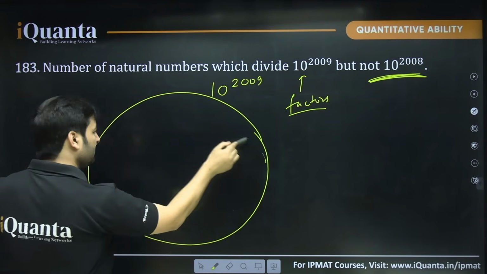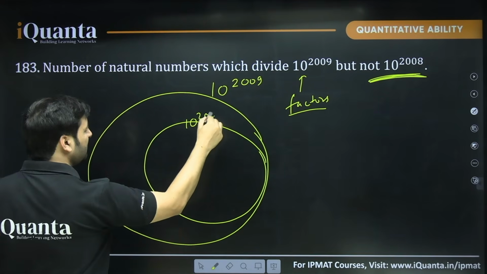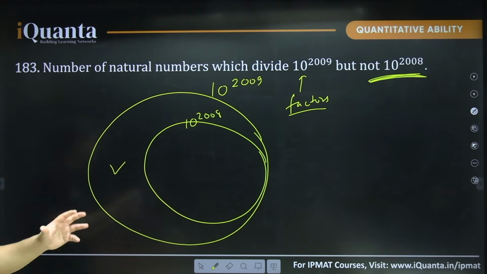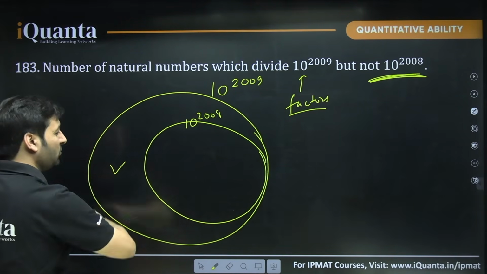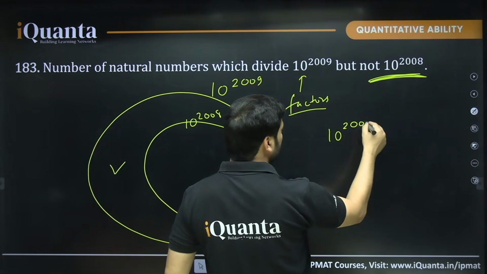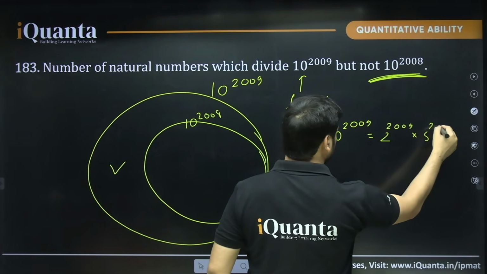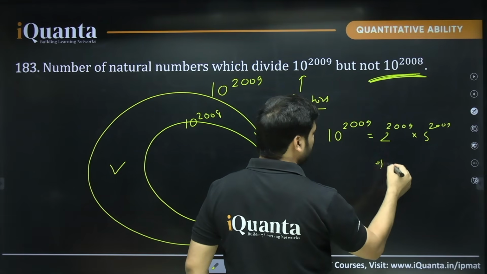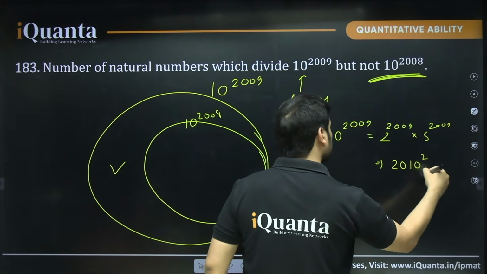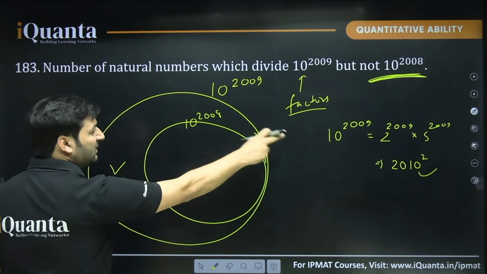There will be some numbers which divide only 10^2008. We are interested in this area. How do you calculate this? You have to calculate the total number of factors of 10^2009. 10^2009 means 2^2009 into 5^2009. The total number of factors is (2009+1)(2009+1), that means 2010 squared. These are the total number of factors of 10^2009. So these total numbers are these many.